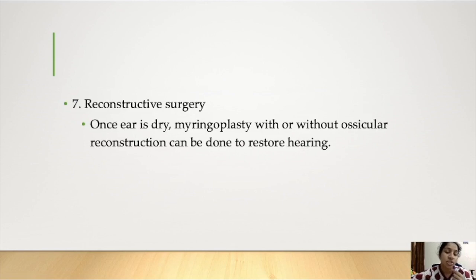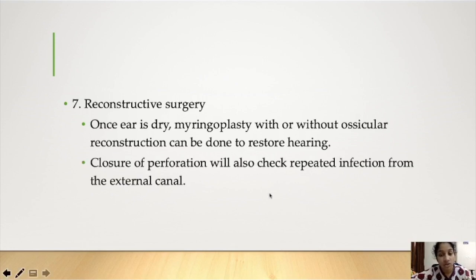Then reconstructive surgery. Once the ear is dry, myringoplasty with or without ossicular reconstruction can be done to restore hearing. So once the ear is dry with the antibiotic and ear toileting, then myringoplasty. Myringoplasty is artificially putting some tympanic membrane. So if a hole is there, we have to replace that. Sometimes in cholesteatoma, the ossicles will also be destroyed. So there we have to remove the debris and artificially implant.